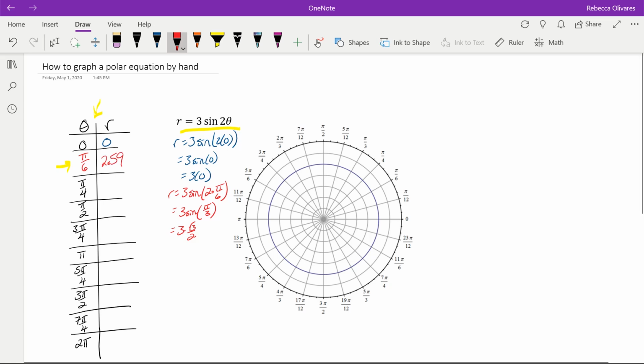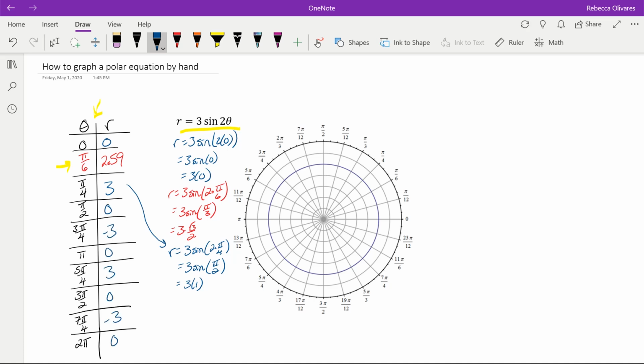I'm going to do one more by hand. I'm now going to do the pi over 4. So we're looking at 3 times the sine of 2 times pi over 4. That's going to be 3 times the sine of pi over 2, and the sine of pi over 2 is 1. So 3 times 1 is 3. I'm going to go through the rest of these angles and fill in the r values. Okay, so now I have my table completed, and I'm going to plot these points.